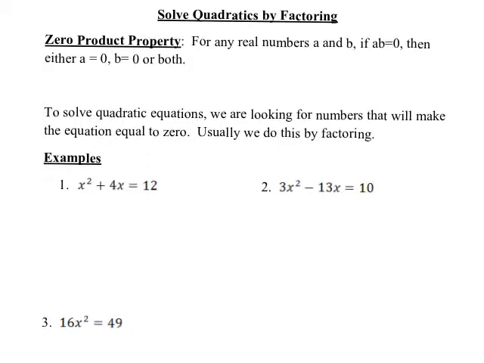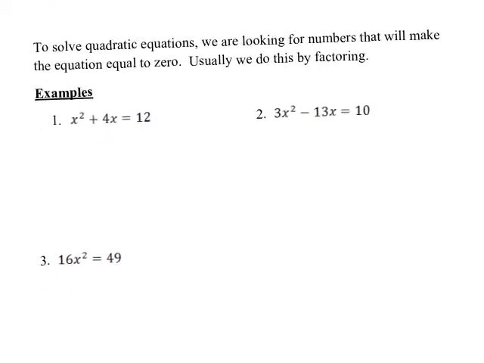It says for any real numbers a and b, if a times b equals 0, then either a has to equal 0, b has to equal 0, or both. And if you think about it, that should hopefully make sense. If you're multiplying two numbers together and the answer is 0, then one of them has to be 0, or both of them have to be 0. And that's the property that we're going to use throughout this little lesson here.